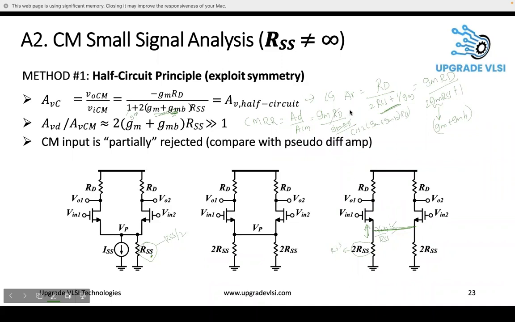So all the denominator will come at the top. So this is much greater than 1. That's how the design needs to be done. Now you can see here, because of the finite resistance, the rejection is not as good as compared to the ideal current source. But definitely this is much better than what we had for the pseudo differential. In pseudo differential, the common mode rejection ratio was 1, but here it is much more than 1.